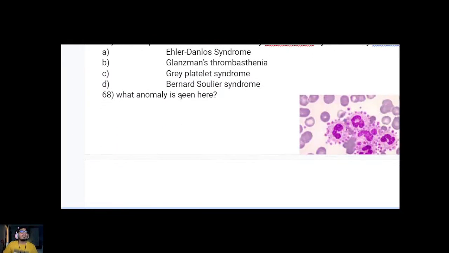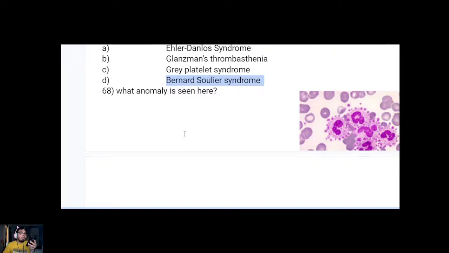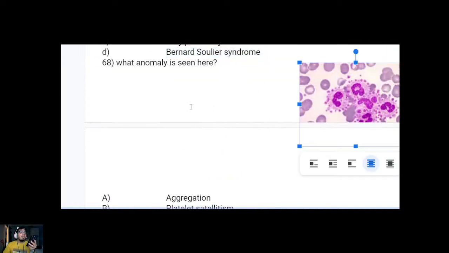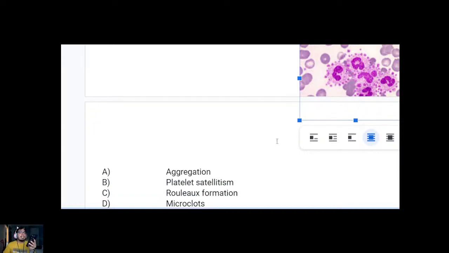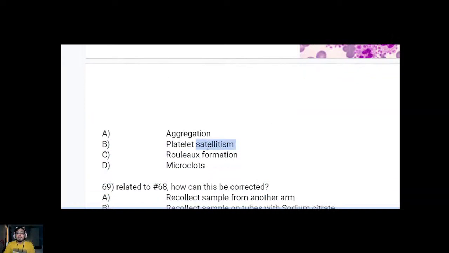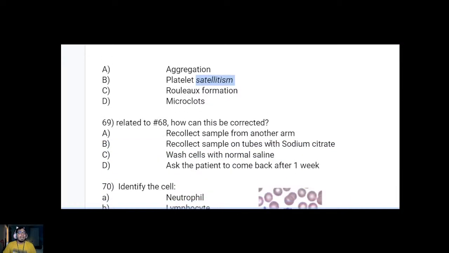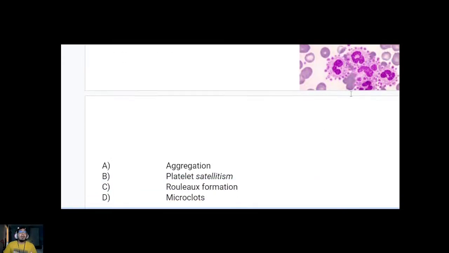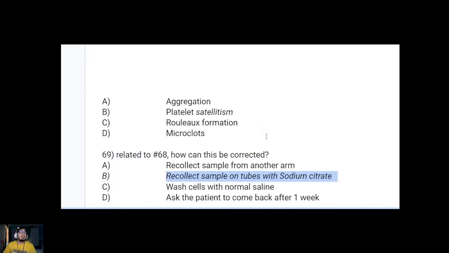Okay? Next, a platelet membrane disorder abnormality characterized by GP1B complex deficiency, a deficiency in the GP1B complex, is Bernard-Soulier syndrome, or Bernard-Soulier syndrome if you want to be French. Okay? The anomaly seen here is platelet satellitosis or platelet satellitism. Next question is how can that be corrected? You recollect the tubes in sodium citrate because the platelets are inherently aggregating in EDTA.